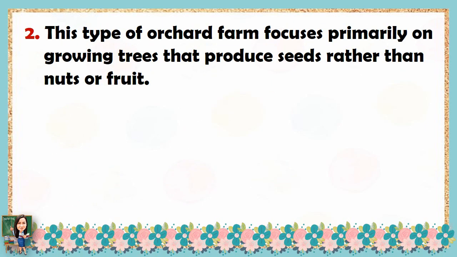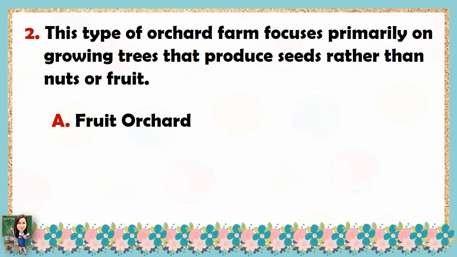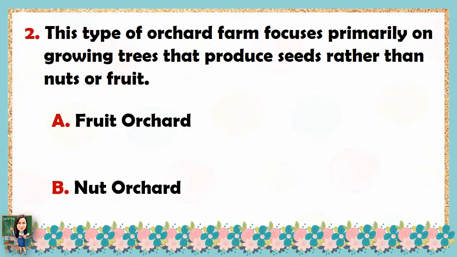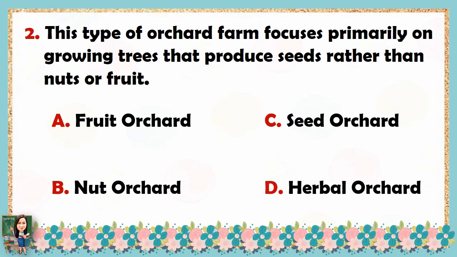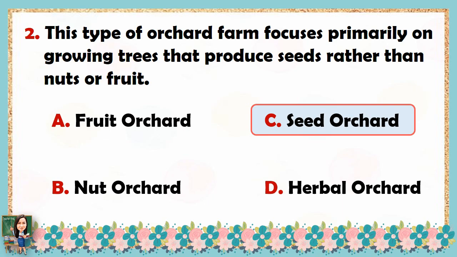Number 2. This type of orchard farm focuses primarily on growing trees that produce seeds rather than nuts or fruit. A. Fruit orchard. B. Nut orchard. C. Seed orchard. D. Herbal orchard. What is the correct answer? Very good. The correct answer is letter C. Seed orchard.